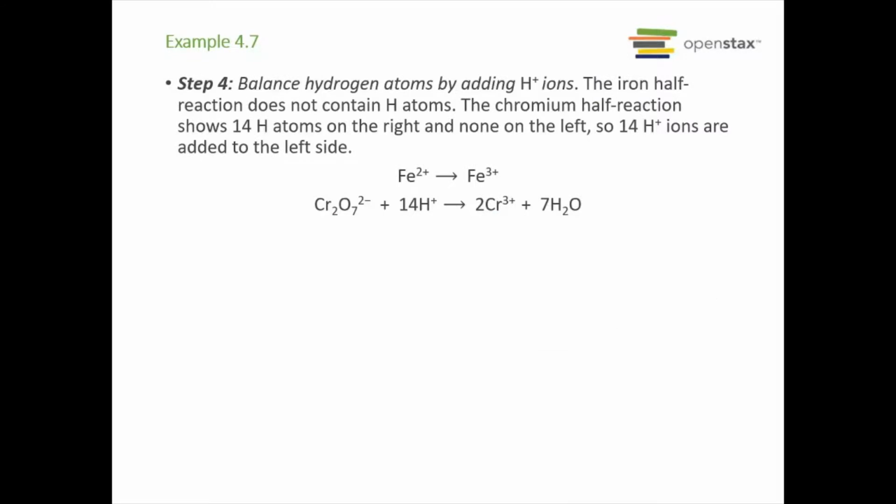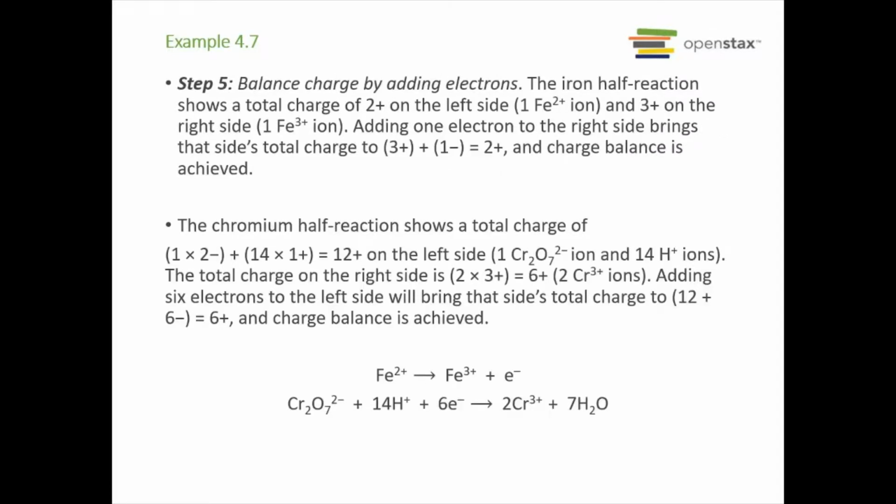Step 4, balance hydrogen by adding H+. When I added those 7 waters, that gave me 14 hydrogen in the process of adding 7 oxygen. So now I have 14 hydrogen on the products, so I need to put 14 hydrogen on the reactant side. Now my hydrogens are balanced, my oxygens are balanced, and my chromiums are balanced. Nothing to do for the iron. But we're not overall balanced yet.